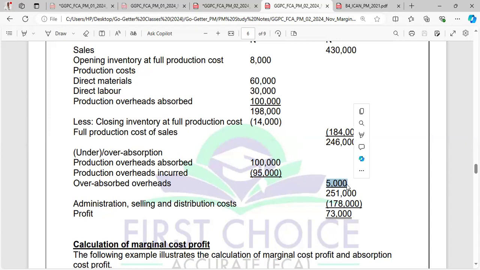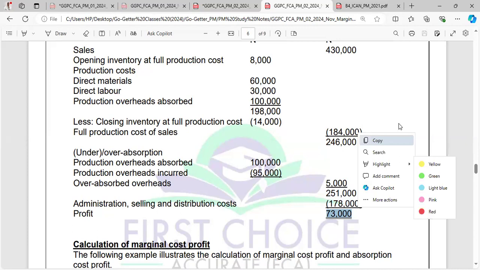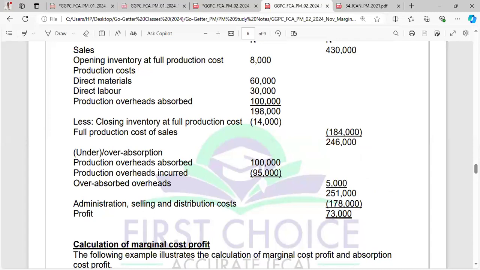So when you add your over absorption, you have 251,000. This over absorbed 5,000 naira is added to it. So this is 251. When you now bring your selling and distribution cost, you less it and you have a profit of 73 naira. So it's only in absorption that you can see things like over absorption and under absorption. In marginal, you cannot see over marginalized or under marginalized. No, that is not the case. It's only fixed cost that you can do that way.